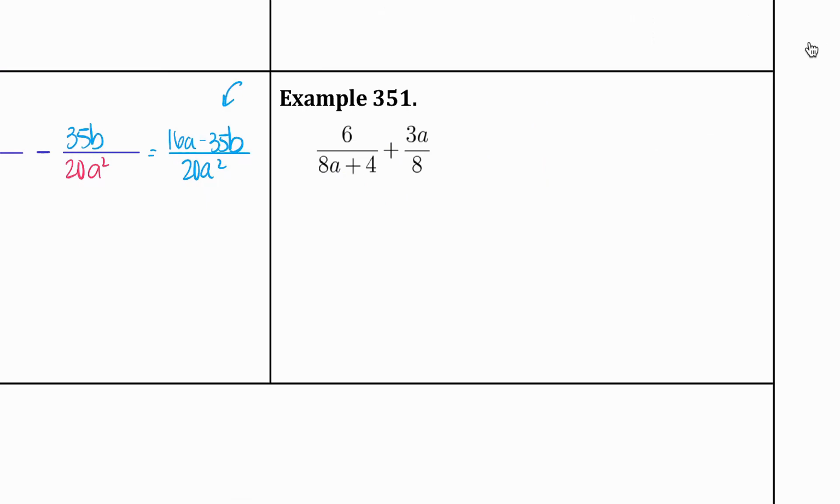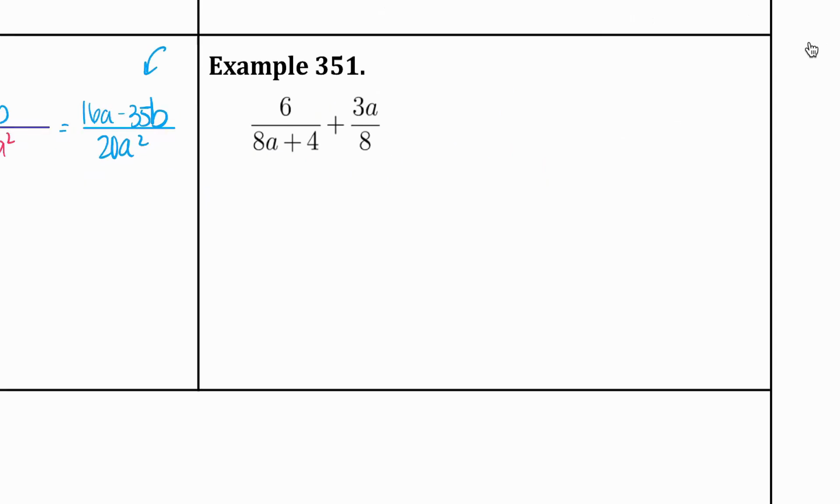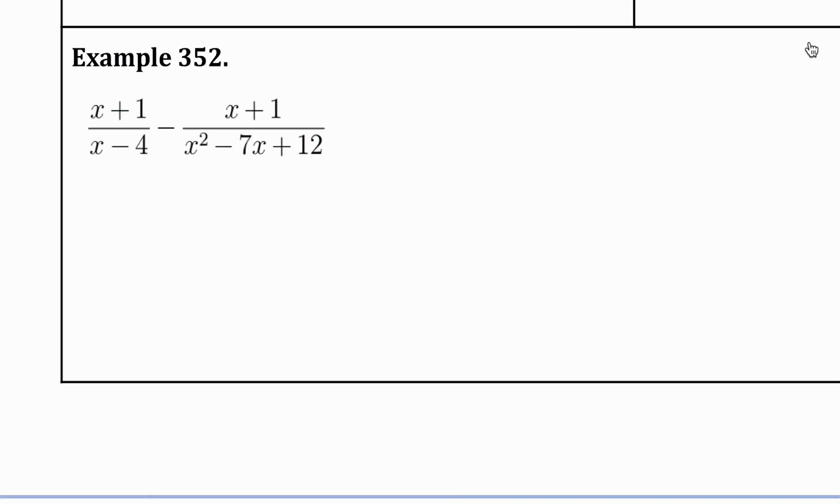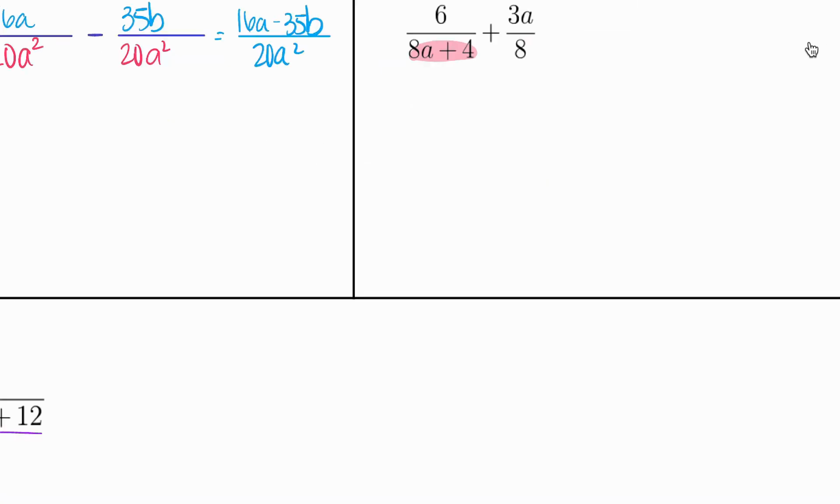All right, so example 351 is the first one where we see that we have a binomial in the denominator. So anytime we see a binomial or a trinomial in the denominator, my tip for you is to factor the denominators first, to find the least common denominator. So especially on this next one we're going to do, we see a trinomial, before we do anything else, we're going to factor those.